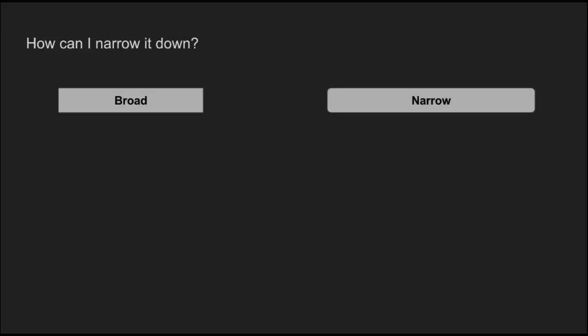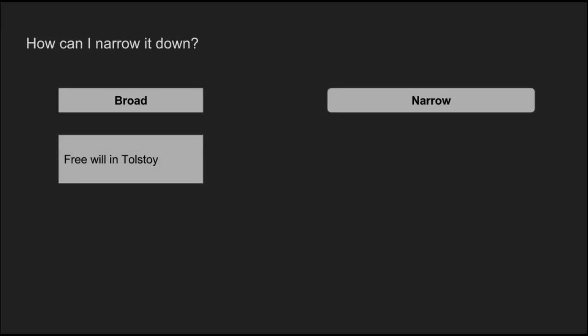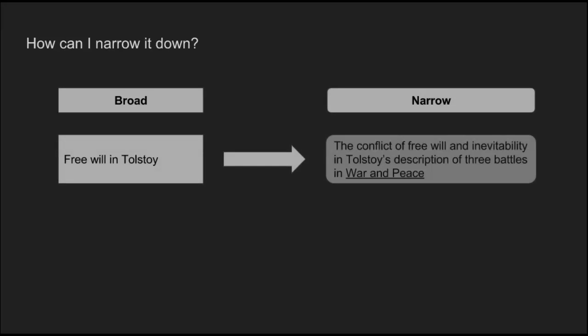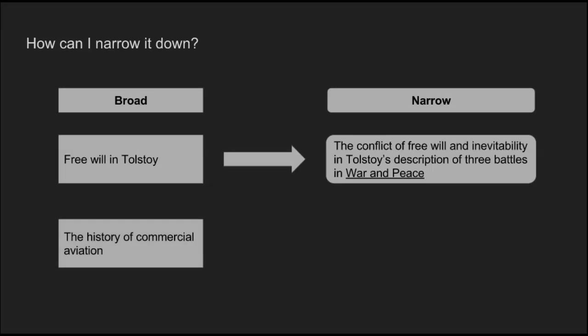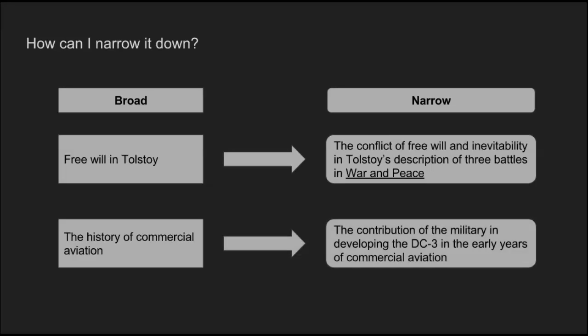So here are the broad topics and how we can convert them to narrow. So free will in Tolstoy becomes the conflict of free will and inevitability in Tolstoy's description of three battles in War and Peace. Okay? The history of commercial aviation becomes the contribution of the military in developing the DC-3 in the early years of commercial aviation.